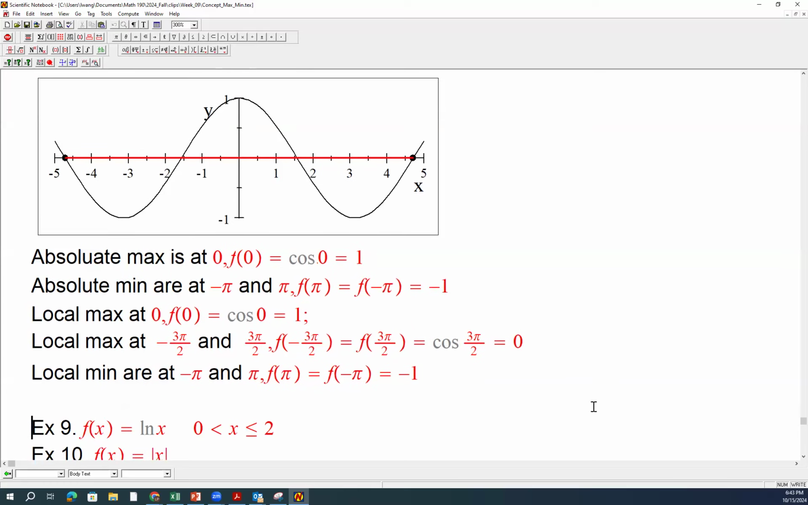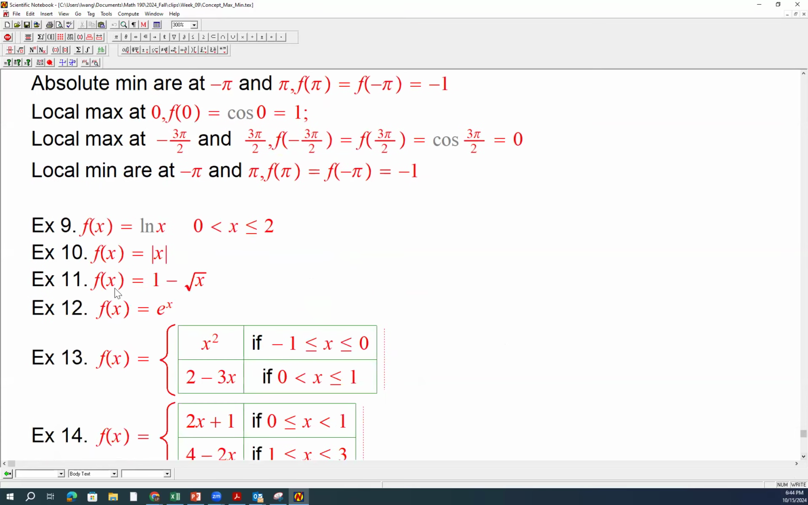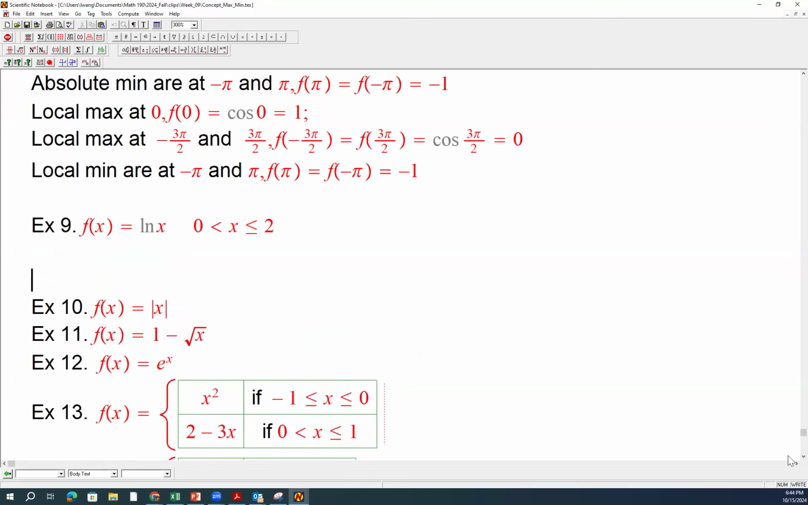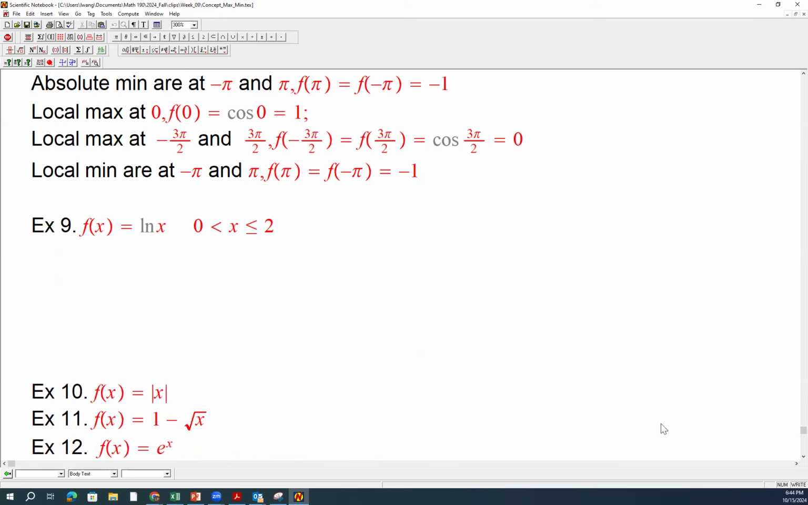Let's look at example number 9. Now we are equipped with 4 definitions of absolute max, absolute min, local max, local min, and also extreme value theorem. So let's look at example number 9. This interval is half open, half closed. Can we apply extreme value theorem? The answer is no. Extreme value theorem does not apply here.